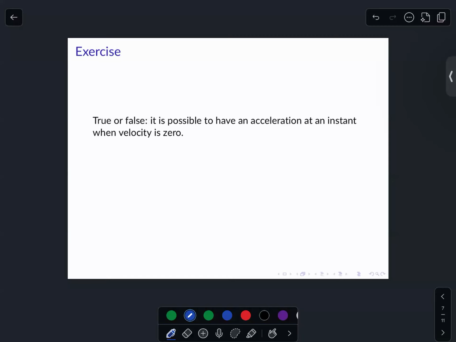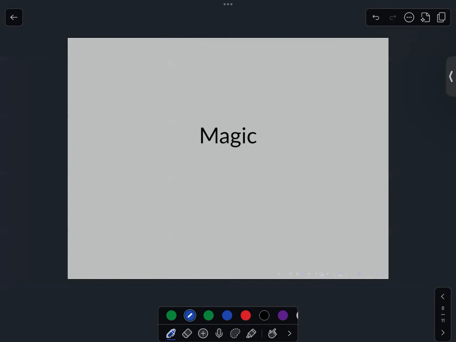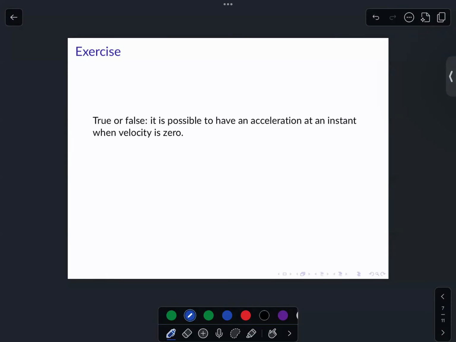Okay, Google Form G, tell me what you think here. Can you have acceleration at a time when velocity is 0? True or false?